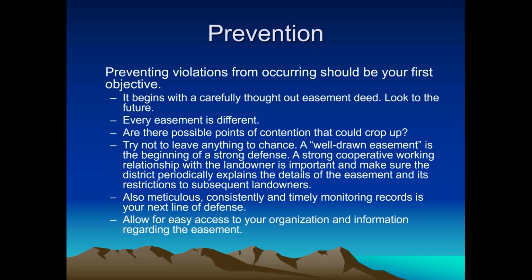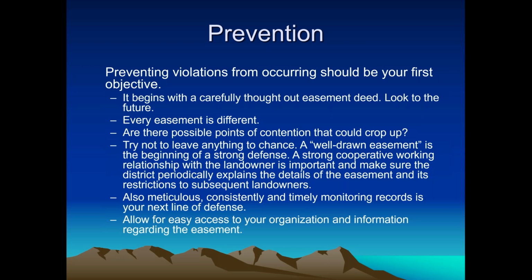For one would be where they can locate structures, what they need to do if they wanted to put a dock in, what's the process when they're wanting to do something around the flood control structure. There's some language that I think could be very beneficial if you think about it ahead of time, and then you could add it into a new easement. Also, you need to be meticulous and consistent and timely in monitoring your easements and your records.